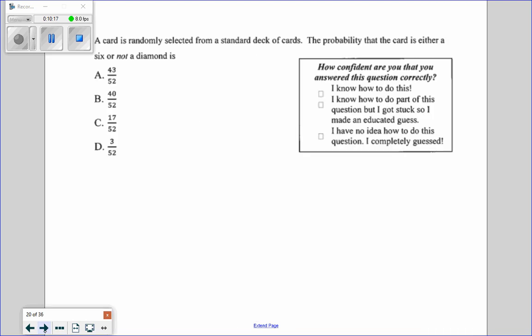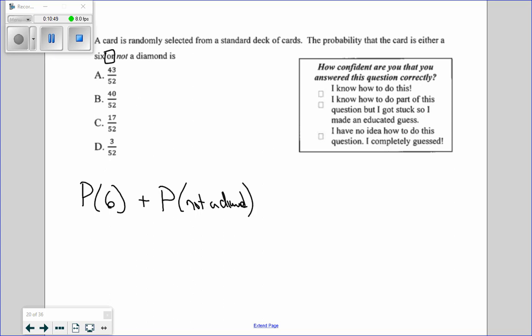A card is randomly selected from a standard deck of cards. Now remember, again, they should on the diploma tell you what a standard deck of cards looks like, right? They should tell you how many black and how many red, the suits, the face cards, all that. The probability that a card is either a 6 or not a diamond. So you've got the probability of 6 or the probability of not a diamond.